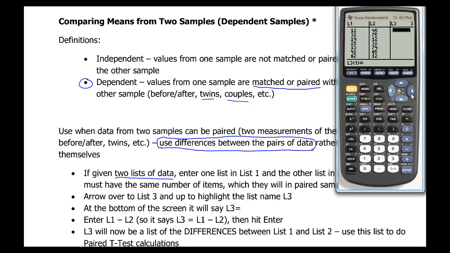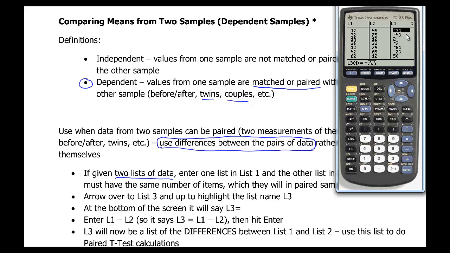And once you have your two lists in, you want to go over to list 3, arrow up so that you've highlighted the list name, L3, and then down here you can see it says L3 equals. And you can tell your calculator that L3 equals L1 minus L2. So I'm going to put in second 1 for list 1 minus second 2 for list 2 and hit enter. And now all the math is done for us. We have all of our differences in list 3.